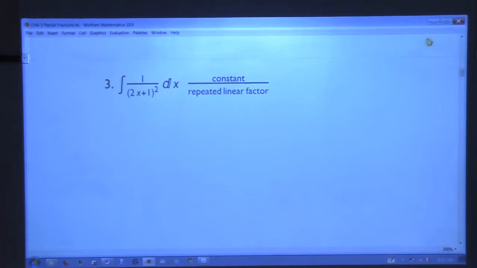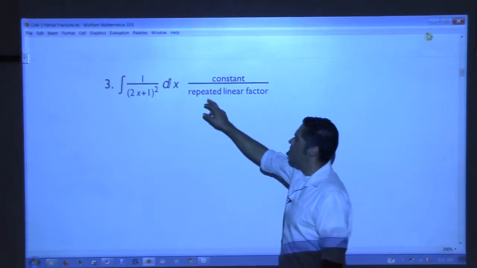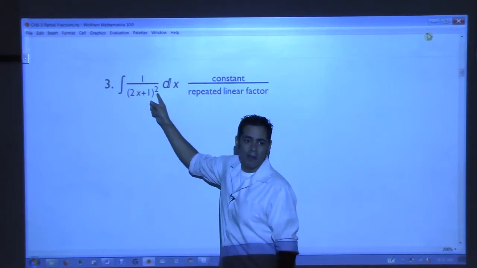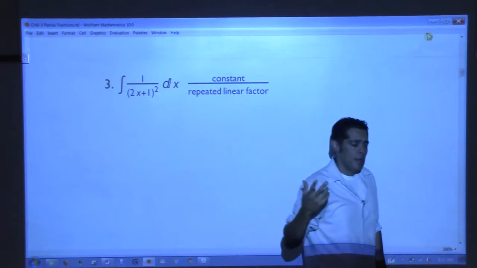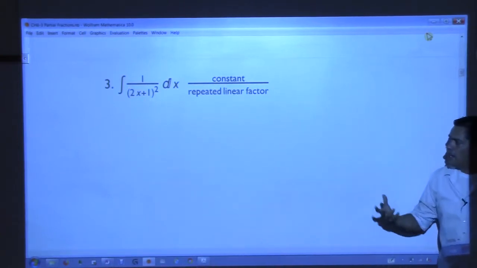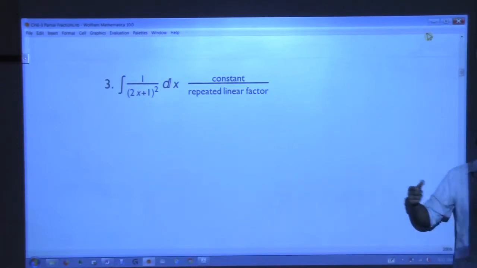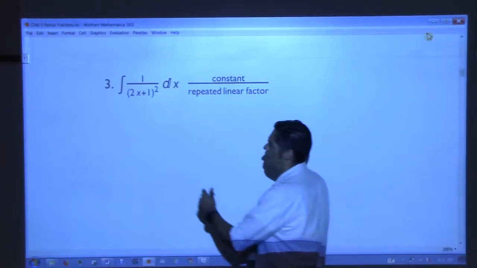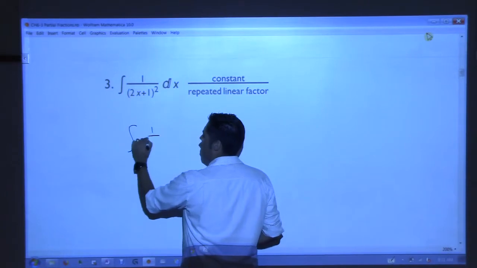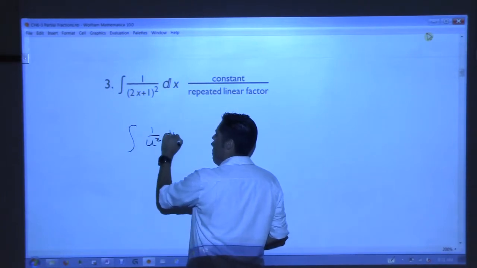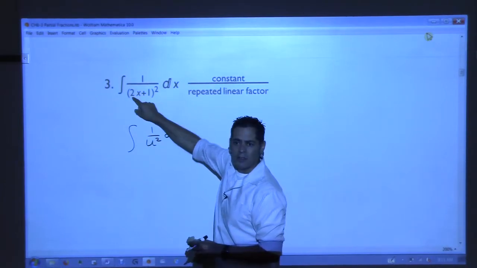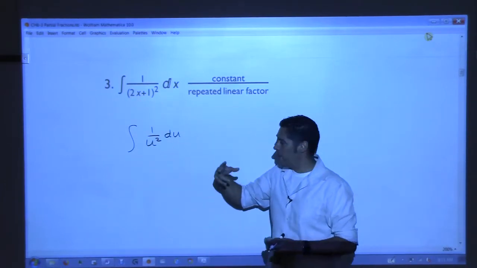What if we have a constant over a repeated linear factor? So notice we have a linear factor, right? A linear expression, but it's being squared. Well, could we make the same substitution? u is 2x plus 1. Yes? Okay. And then it would look like this. It would be 1 over u squared, well, not exactly, because we would have a 2 here, wouldn't we? So we'd have to scale it by 1/2.